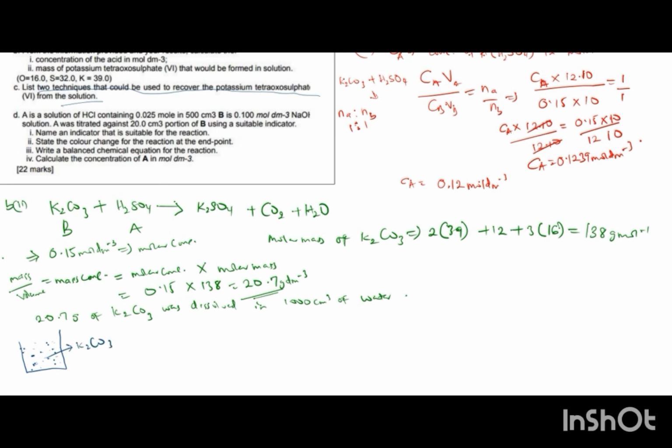So to recover this, you heat it. You put it on a Bunsen burner, you can expose it to heat for evaporation. Evaporation is very, very crucial here. Evaporation or crystallization, because it's also a salt.